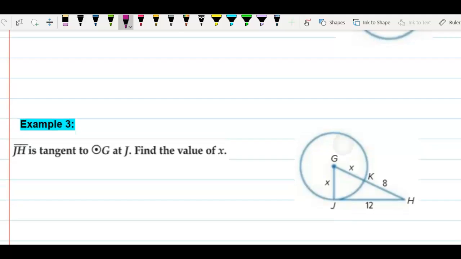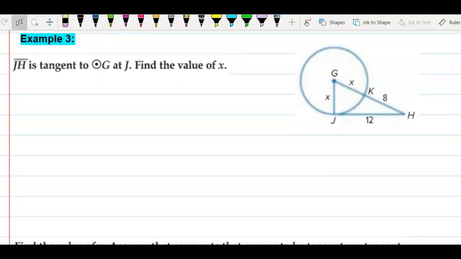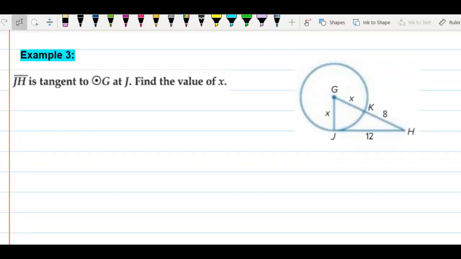Our next problem is the same sort of idea, but a little different. In this one, we're trying to see if JH is tangent. We're asking ourselves, do we have perpendicular lines? Is J a right angle? We know that it is, because this time it says that it is a tangent. This time we're just looking for X.